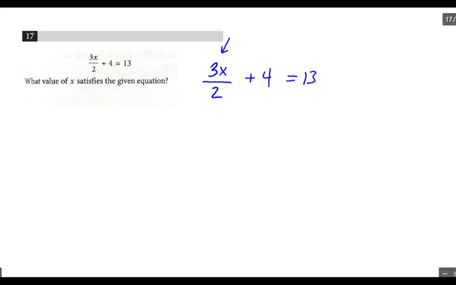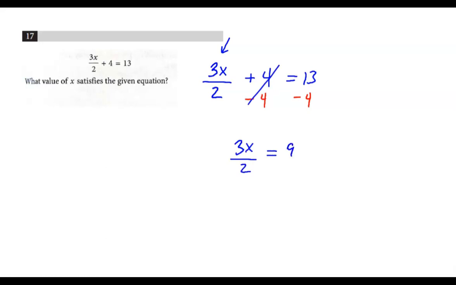Well, this is where the x is. This is my variable term, so I want to isolate the variable term. I want to get that by itself first. So the first thing I'm going to do is subtract this 4 from both sides. And when I do that, that cancels out. I have 3x divided by 2 equals 9.